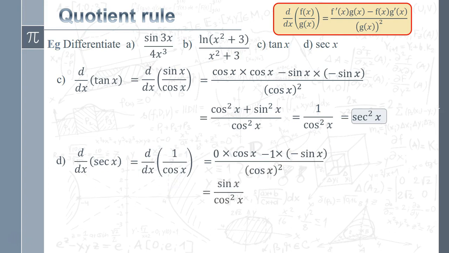So we've got sine x over cos squared x, and again from here on in it's the same as we did previously, sine x over cos x times 1 over cos x. So that gives me tan x times sec x. So we get the same result doing it using quotient rule. And there we go.